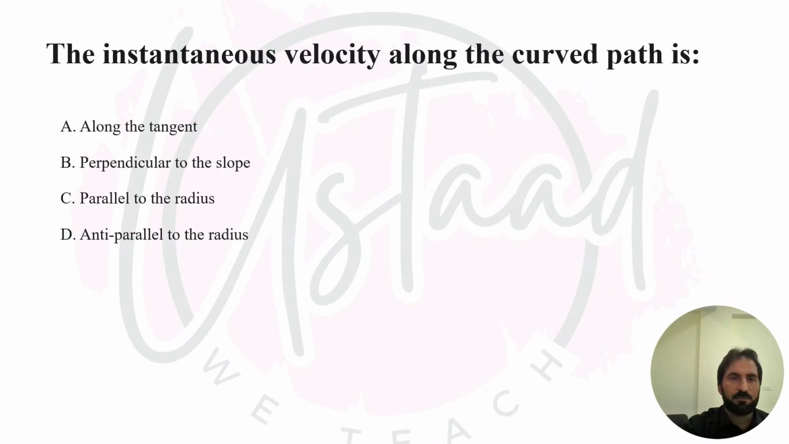MCQ number two. The instantaneous velocity along the curved path is: option A, along the tangent; option B, perpendicular to the slope; option C, parallel to the radius; and option D, anti-parallel to the radius. So the correct option is option A, that's along the tangent.